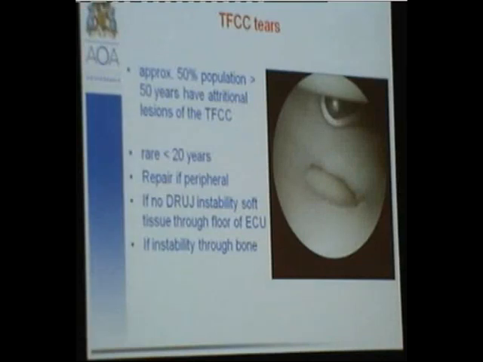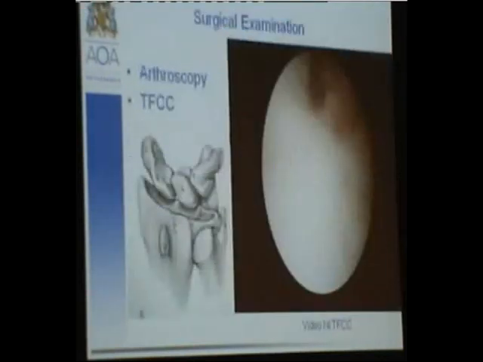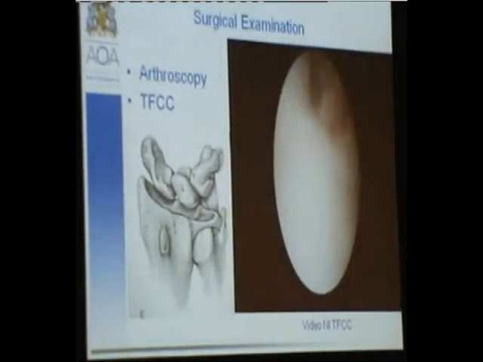So that's the TFCC down here. This is the triquetrum up there. There's some ulnar synovitis here. But effectively, what I'm trying to do is get underneath the TFCC to see if there's a peripheral tear. And really, there's nothing that pulls away.